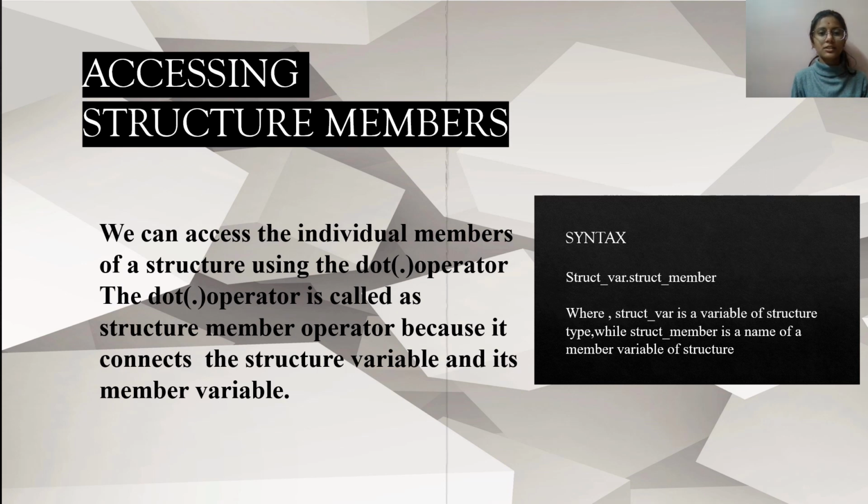Let us see about the topic accessing structure members. We can access the individual members of a structure using the dot operator. The dot operator is called the structure member operator because it connects the structure variable and the member variable. Let us see about the syntax. Syntax is struct_variable.structure_member, where struct_variable is a variable of a structure type, while structure_member is the name of the member variable of a structure.